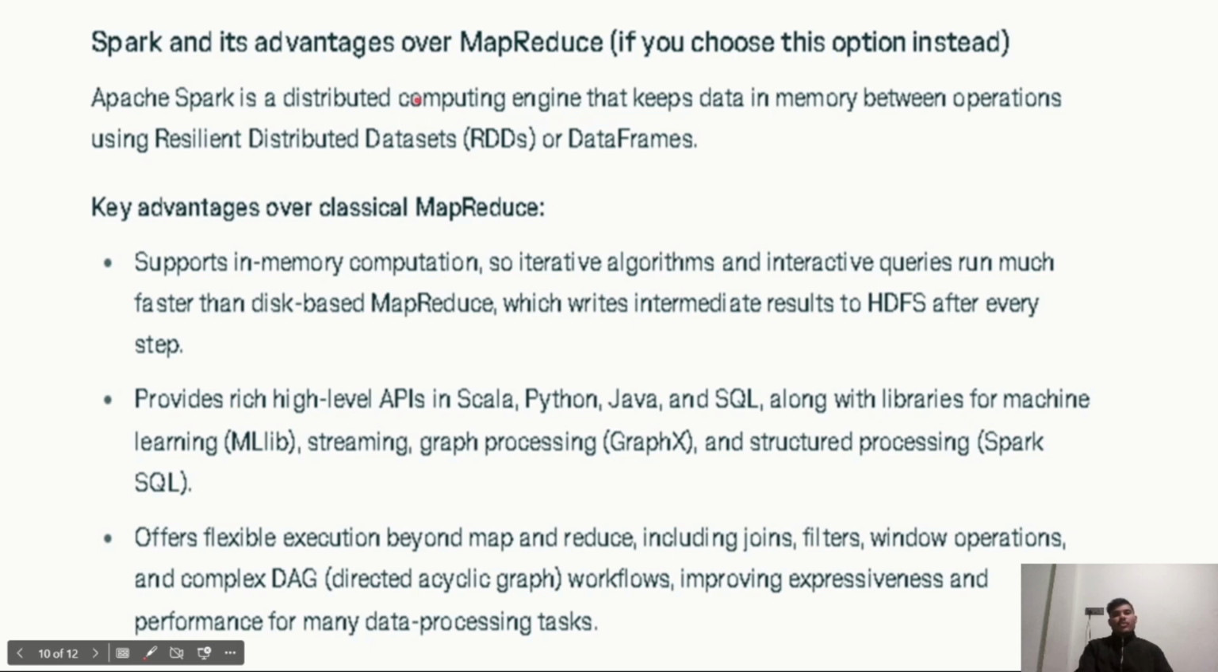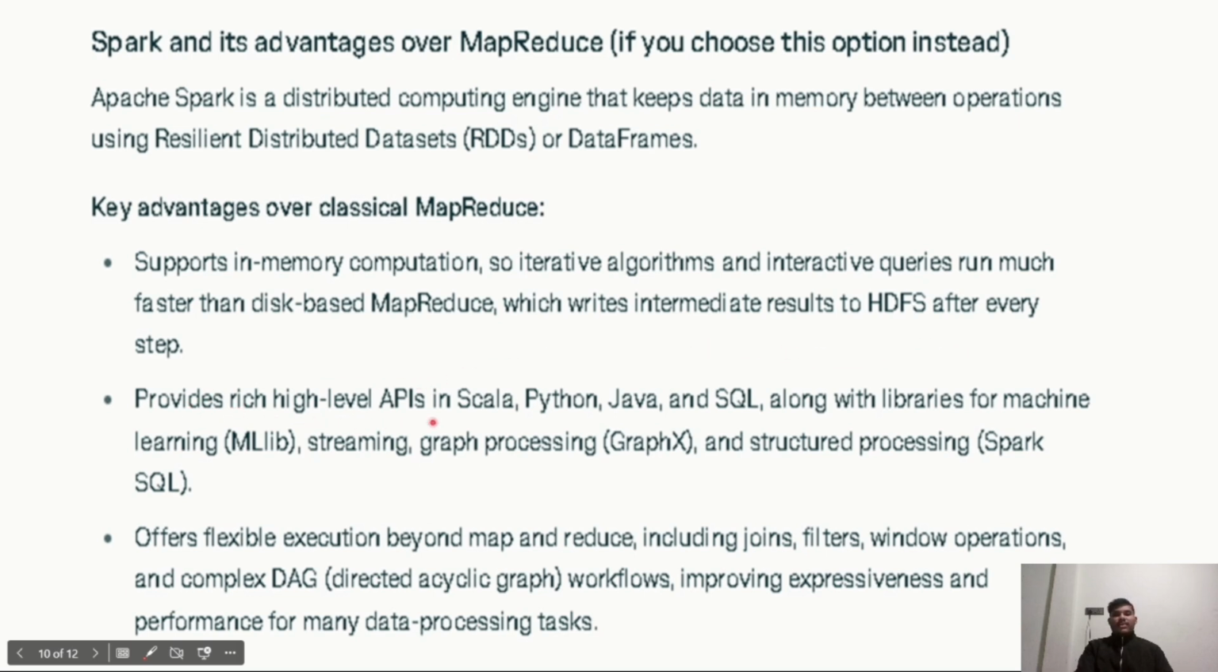Spark and its advantages over MapReduce, if you choose this option instead. Apache Spark is a distributed computing engine that keeps data in memory between operations using resilient distributed datasets, RDDs. Key advantages over classical MapReduce: it supports in-memory computation, so iterative algorithms and interactive queries run much faster than disk-based MapReduce, which writes intermediate results to HDFS after every step.